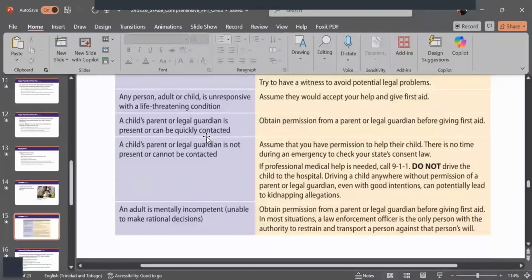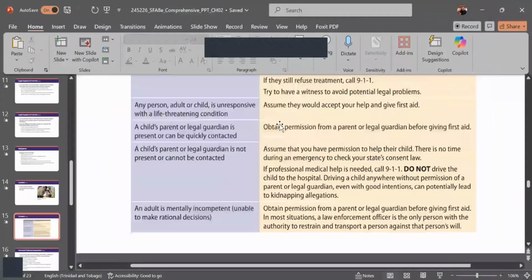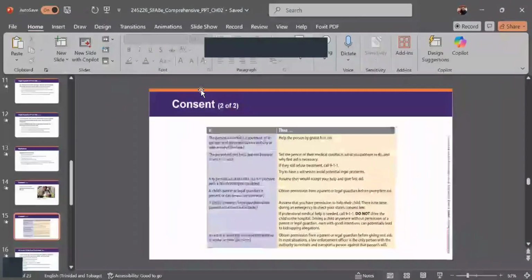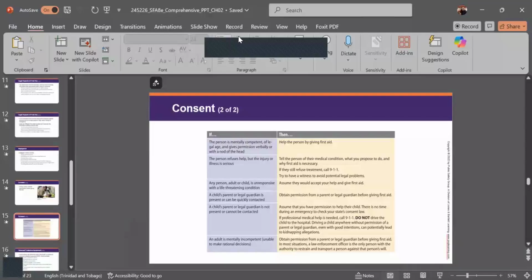An adult who is mentally incompetent, unable to make rational decisions, try to get, yes, Omar, go ahead. Okay. I hear you and I hear you sporadically. You're breaking up in bits, so I don't know. Anybody want to assist you? Anybody here now where you could assist me? Anybody? You guys who there?